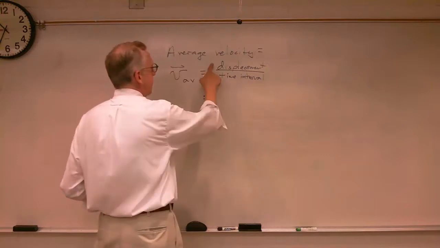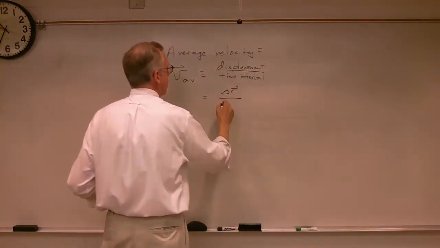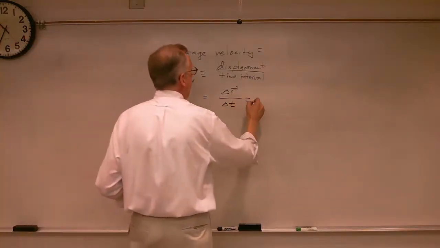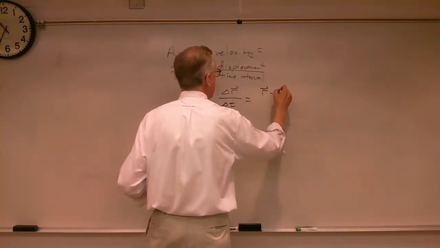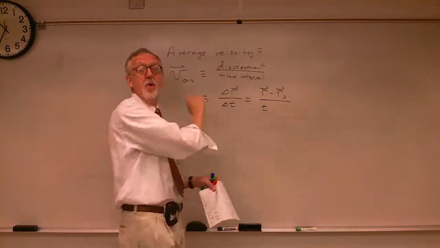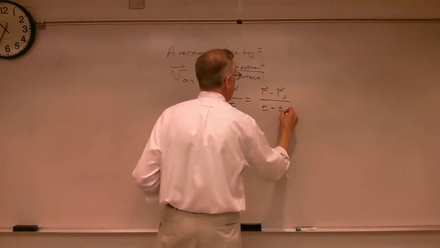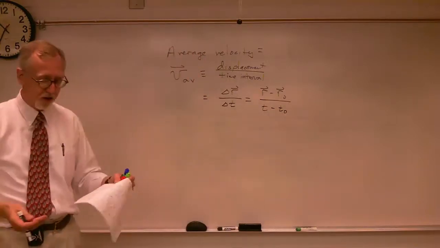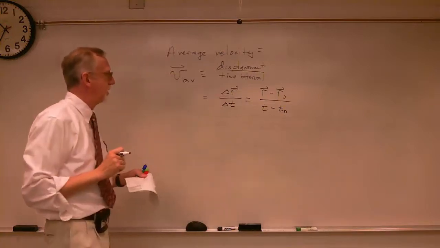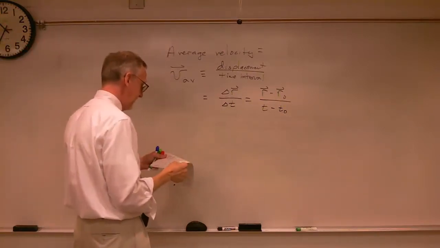So we'll write this as the displacement, which we already have, is delta R, over the time interval. Well, we could write that as delta T. Or we could write this as R minus R naught over T, whatever time it was for the position R to occur, minus T naught, the time at which R naught occurred. So the average velocity is delta R vector over delta T, which is R minus R naught over T minus T naught.